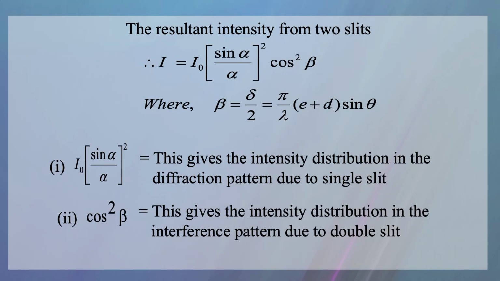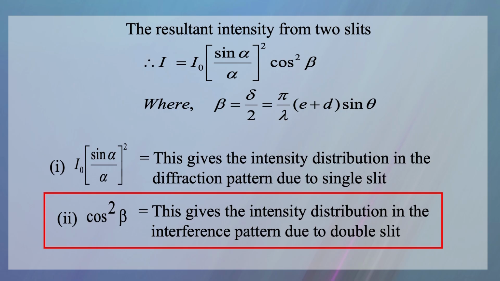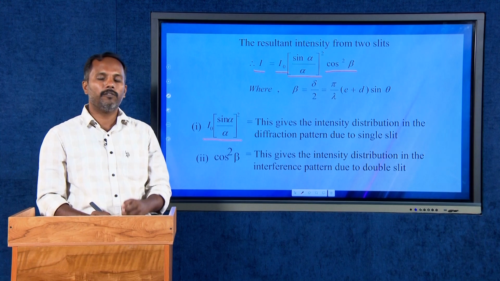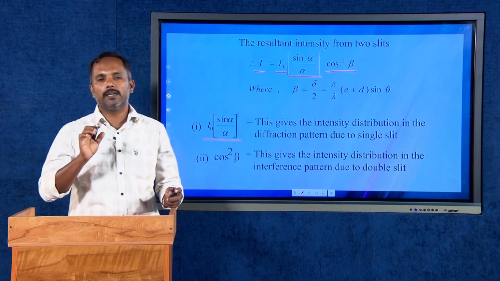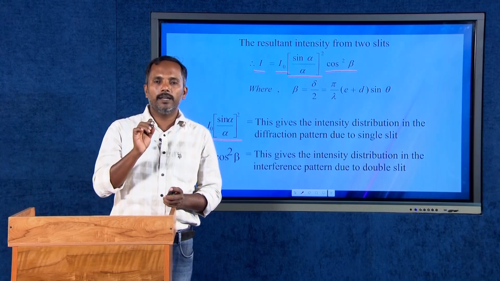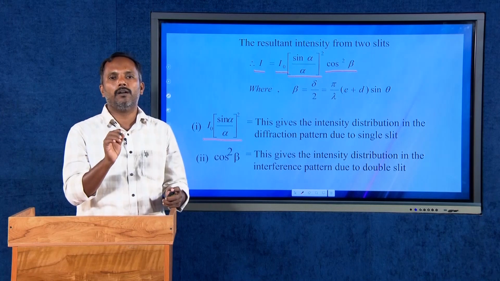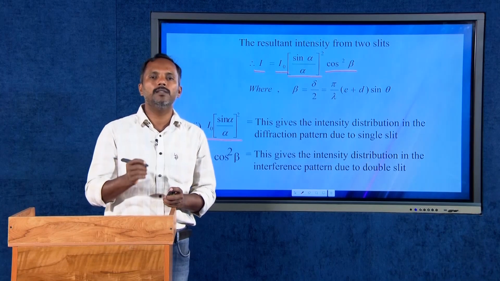In this formula we have 2 terms. One term is I0 into (sin alpha by alpha) all square. This term gives the intensity distribution in the case of diffraction from a single slit, and the second term, cos square beta, gives the intensity distribution of the interference pattern due to a double slit experiment, which we have already discussed in interference and Young's double slit experiment. So, essentially, the concept here is that in a double slit experiment, the resultant intensity is formed because of the combined effect of the interference phenomenon as well as the diffraction phenomenon.